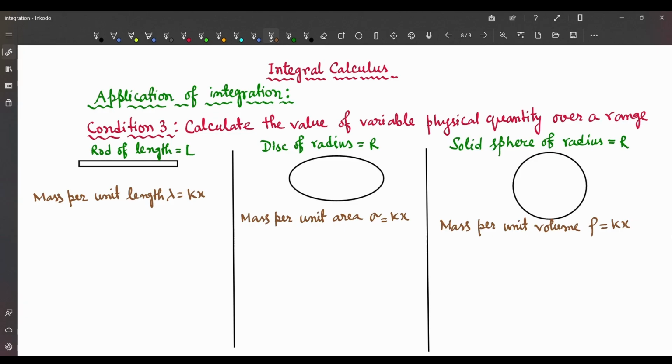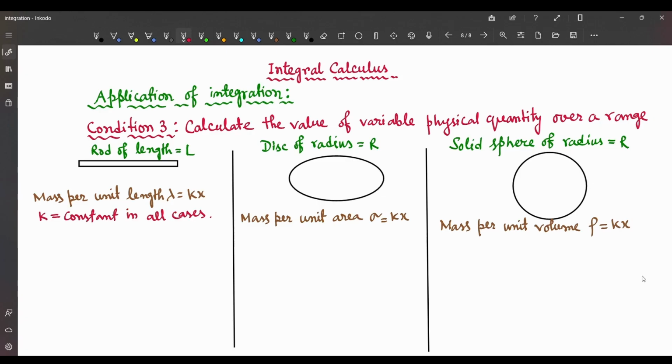Here, the mass per unit length of the rod is given as lambda equal to kx, where k is a constant and x is the distance along the rod. Similarly, the mass per unit area for the disc is given, that is sigma, equal to kx, where k is a constant and x is the distance from its center. And for the solid sphere, the mass per unit volume is given, that is rho, equal to kx, where k is a constant and x is the distance from the center.